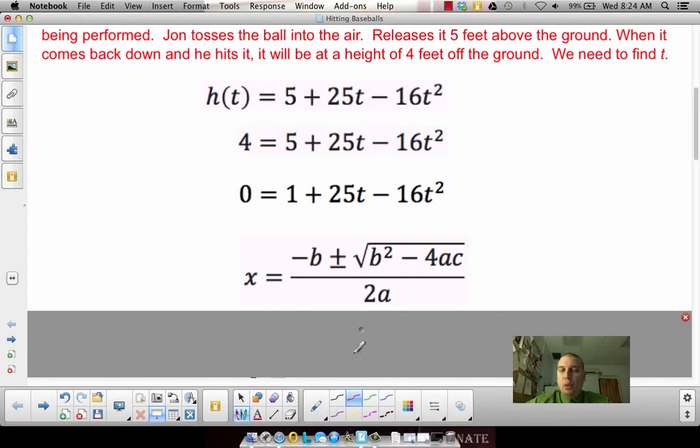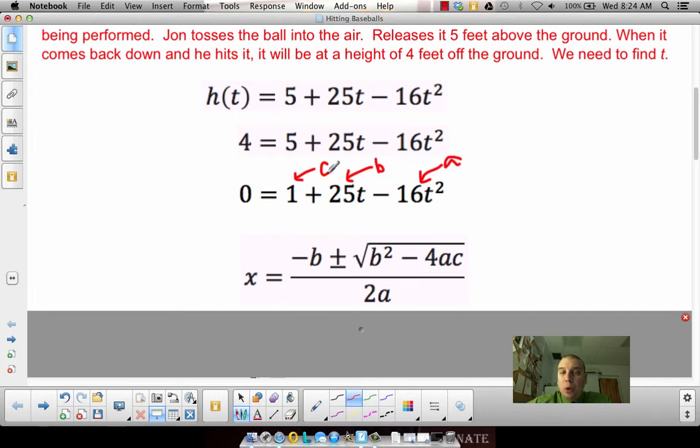This is not in the order that we usually see it, but you have to remember that A always goes with the square term. B always goes with the linear term, which is just the singular t, so this is B. And then the constant is always by itself without any other variable with it. As I look at this formula, which you'll be given during the MCA, I take the opposite of B, negative 25. That's going to go right there. I take B and I square it, so I'm going to put 25 in here.